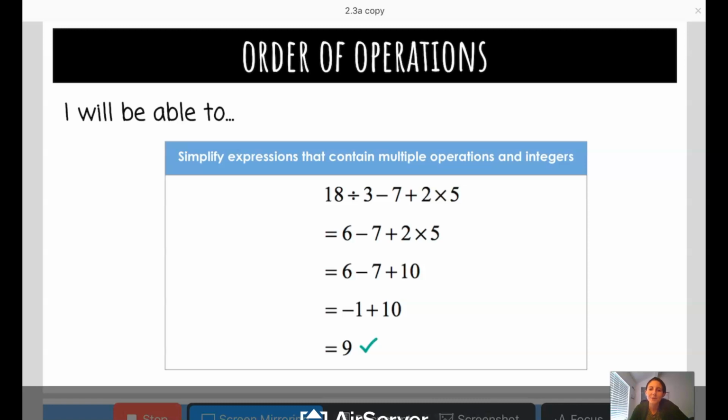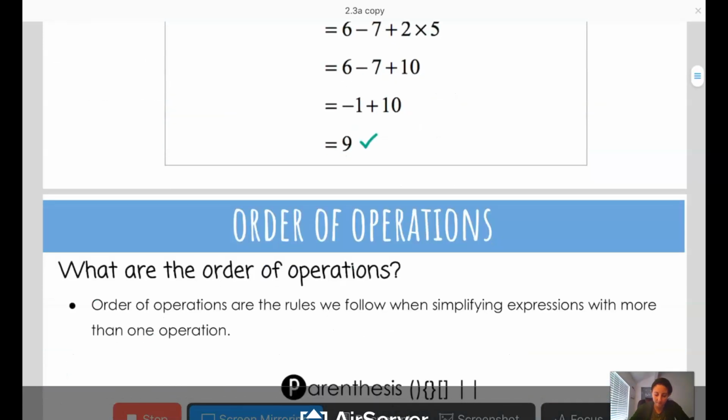Hey class, today we're going to look at what happens when we have more than one operation with integers, and we're going to use our order of operations to simplify those expressions. By the end of this lesson, you will be able to simplify expressions that contain multiple operations and integers, like the example you see. Let's get started.